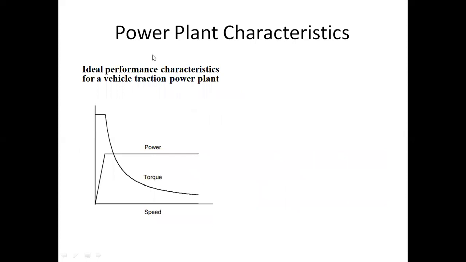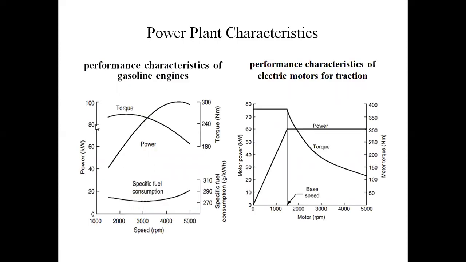Vehicle power source characterization is the same as power plant characteristics. This is the ideal performance characteristic for a vehicle traction power plant. This is the ideal waveform. In this waveform, the x-axis is speed and the y-axis is power and torque. Now I will explain a practical waveform. These are the power plant characteristics.